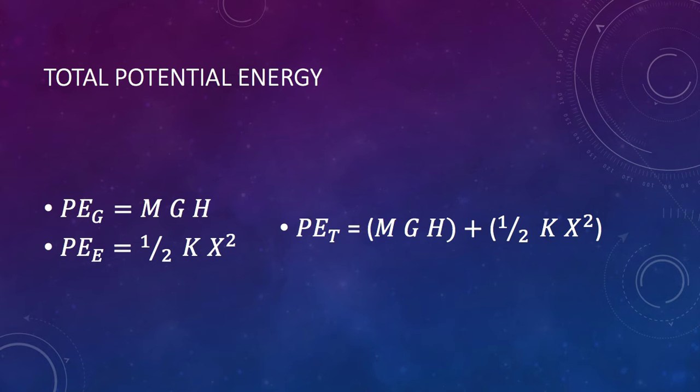Total potential energy: (PE)_G = mgh, (PE)_E = 1/2 kx², (PE)_T = mgh + 1/2 kx². When we talk about total potential energy, we combine both gravitational potential and elastic potential. The units for total potential still continue to be the joule.